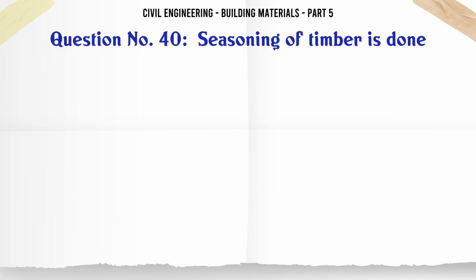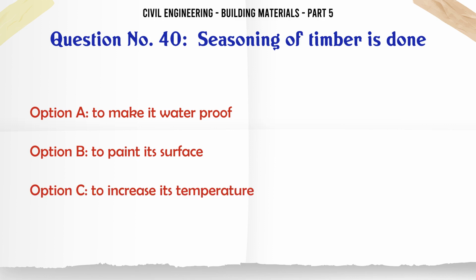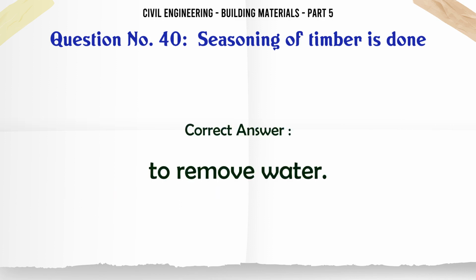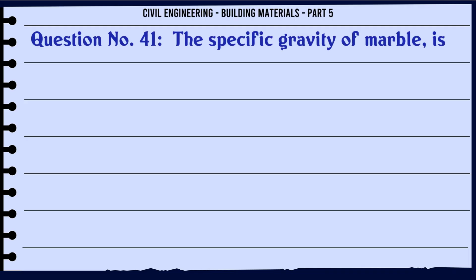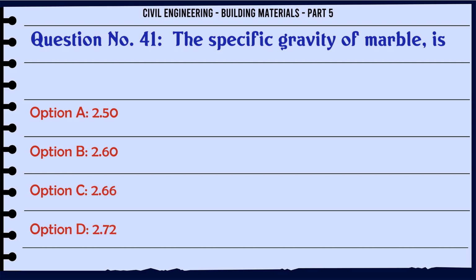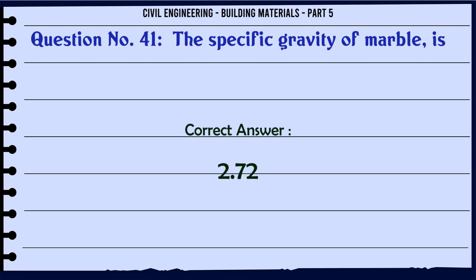Seasoning of timber is done A. to make it waterproof, B. to paint its surface, C. to increase its temperature, D. to remove water. The correct answer is to remove water. The specific gravity of marble is A. 2.50, B. 2.60, C. 2.66, D. 2.72. The correct answer is 2.72.